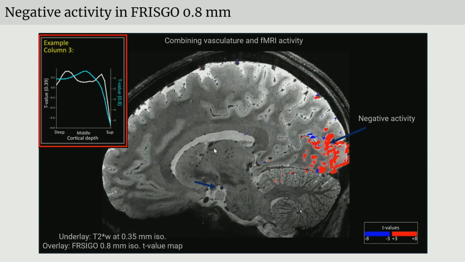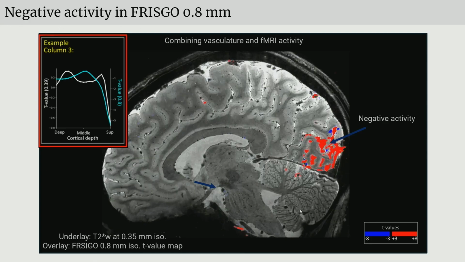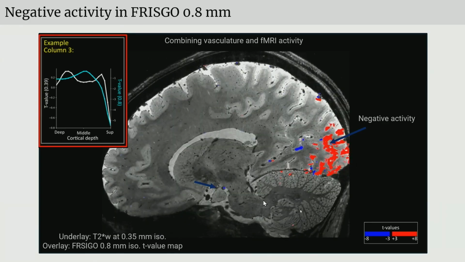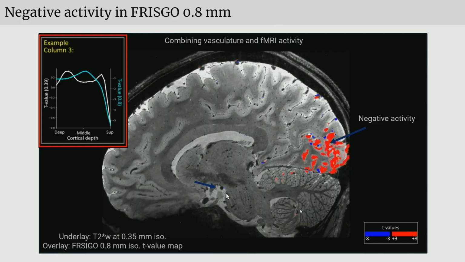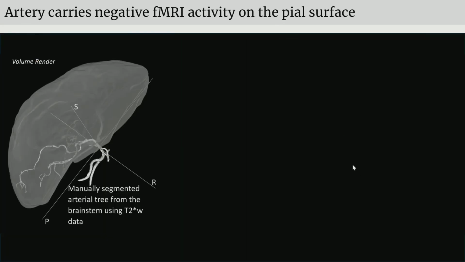But the point here is to see that this negative activity doesn't only occur in this part of the brain, but also way lower in the inferior part of the cortex, here. So we had an intuition that this negative activity might follow the spatial pattern of some vasculature, and specifically we thought about an artery.